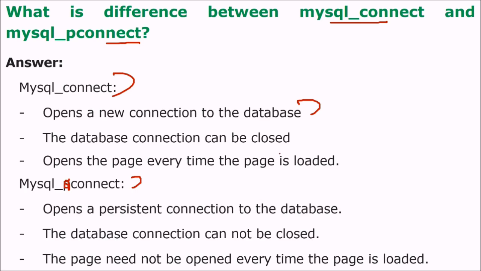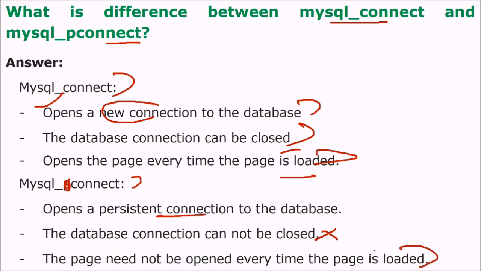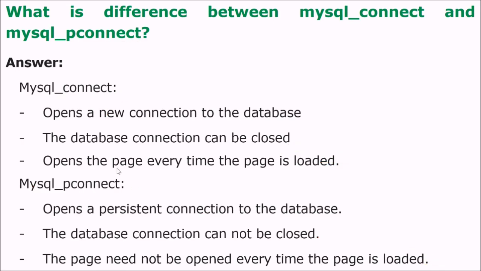The database connection can be closed, and MySQL Connect opens the page every time the page is loaded. So what is MySQL P Connect then? MySQL P Connect opens a persistent connection to the database. See, there is a difference between a new connection and a persistent connection. Then the database connection cannot be closed. Here it can be closed, here it cannot be closed. And the third is it opens the page every time the page is loaded in MySQL Connect, but in this case, the page need not be opened every time the page is loaded. This is MySQL P Connect.